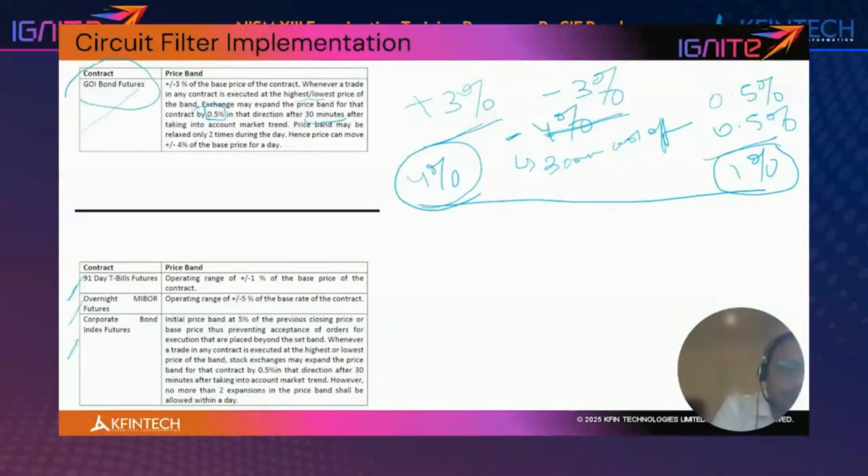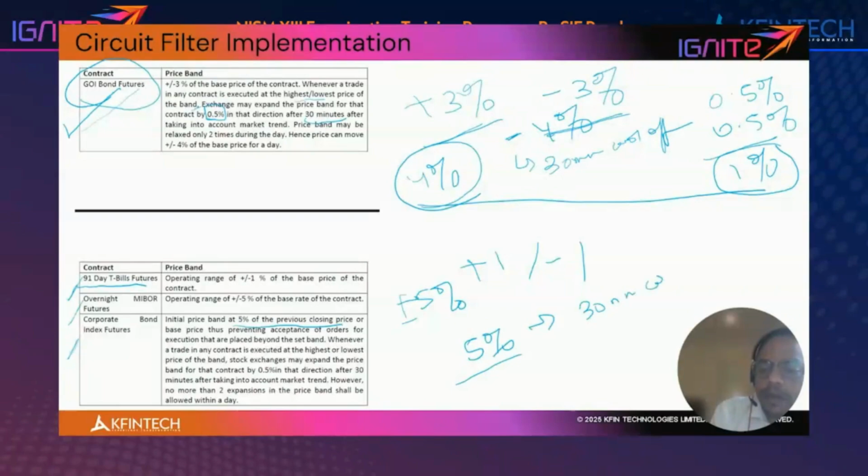The question will be in the exam which will be asking what is the price band for Government of India bond futures. Similarly, what is the price band for 91-day T-bill futures? That is plus 1 and minus 1. Overnight MIBOR futures 5% plus and minus. Corporate bond 5% of the previous closing. Again 30 minutes of cool off period. And after the cool off period, it can go ahead by 0.5% 2 times in a day. That is another 1%. So based on the instrument, the circuit limits are different.